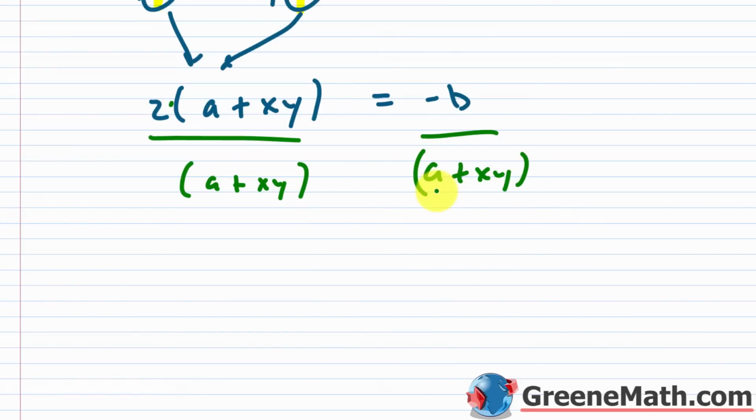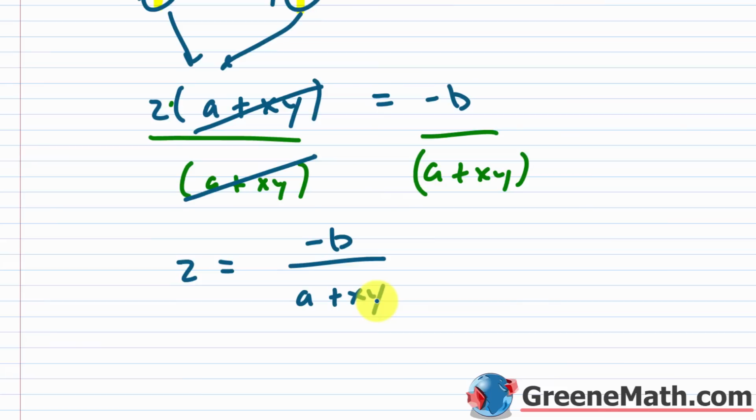You could use the parentheses or not. It really doesn't matter. It only matters here. So let's just go ahead and cancel this with this, and we'll say z is equal to negative b over this a plus xy. Or, of course, you could write xy plus a. Really, again, it's up to you how you want to write it.